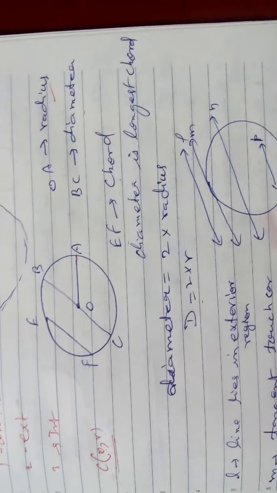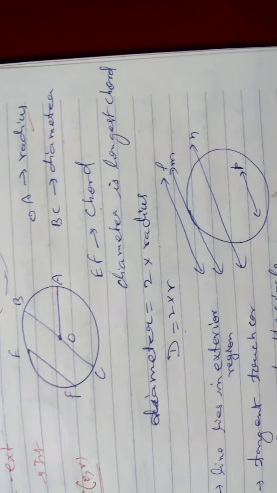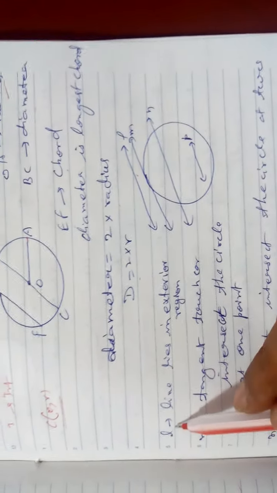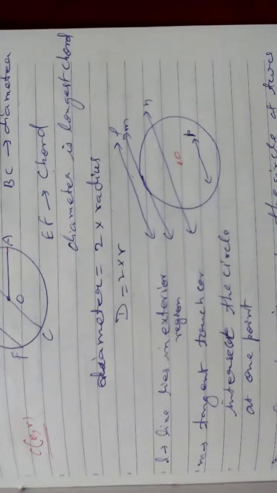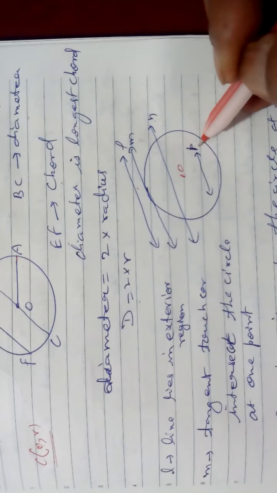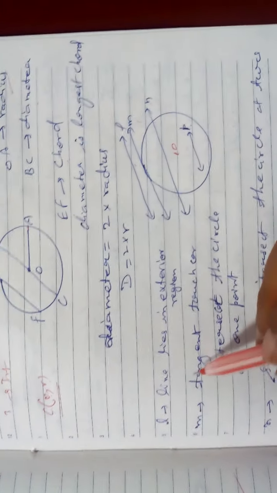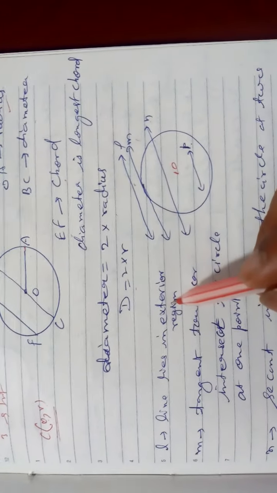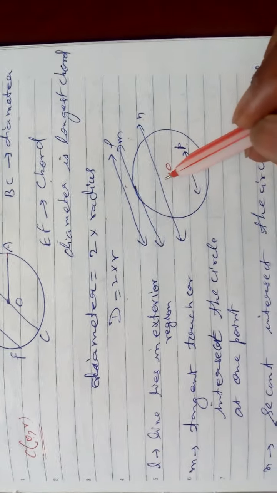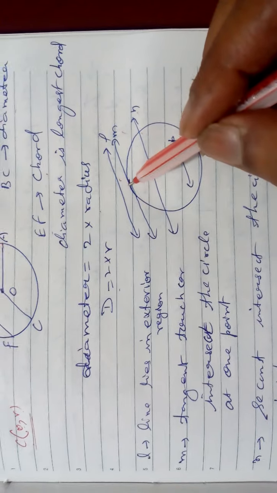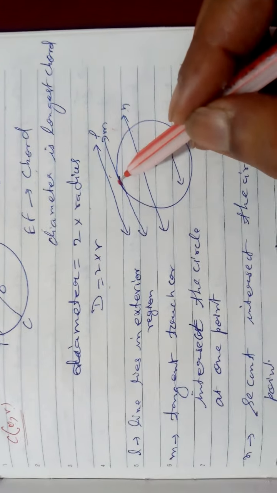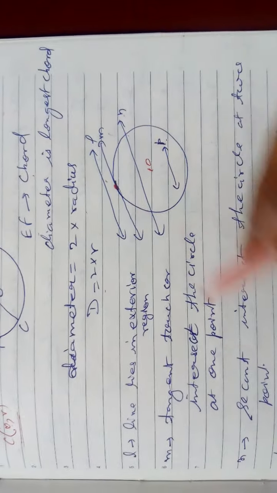You will study three kinds of lines: the lines which intersect the circle, which touch the circle, and which have no relation to the circle. A circle I have drawn. Here is the center. In this circle there are four lines: L, M, N and P. Line L lies in the exterior region. It has no relation with the circle. M is a line which touches the circle at one point, or you can say it intersects the circle at one point, so it is called the tangent.